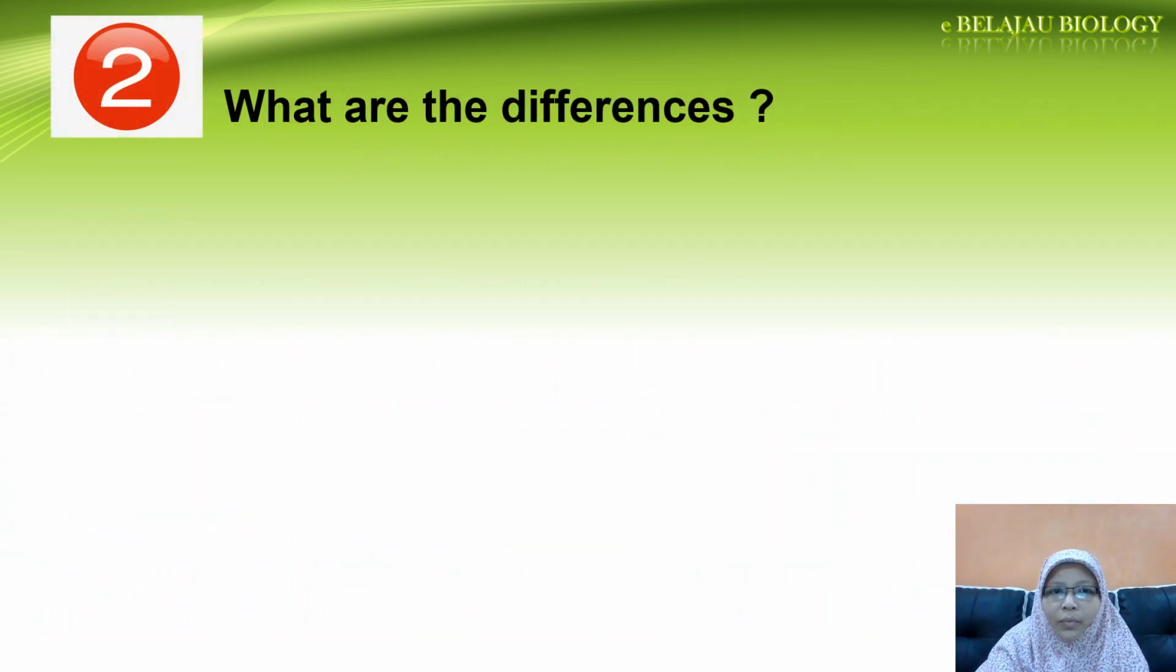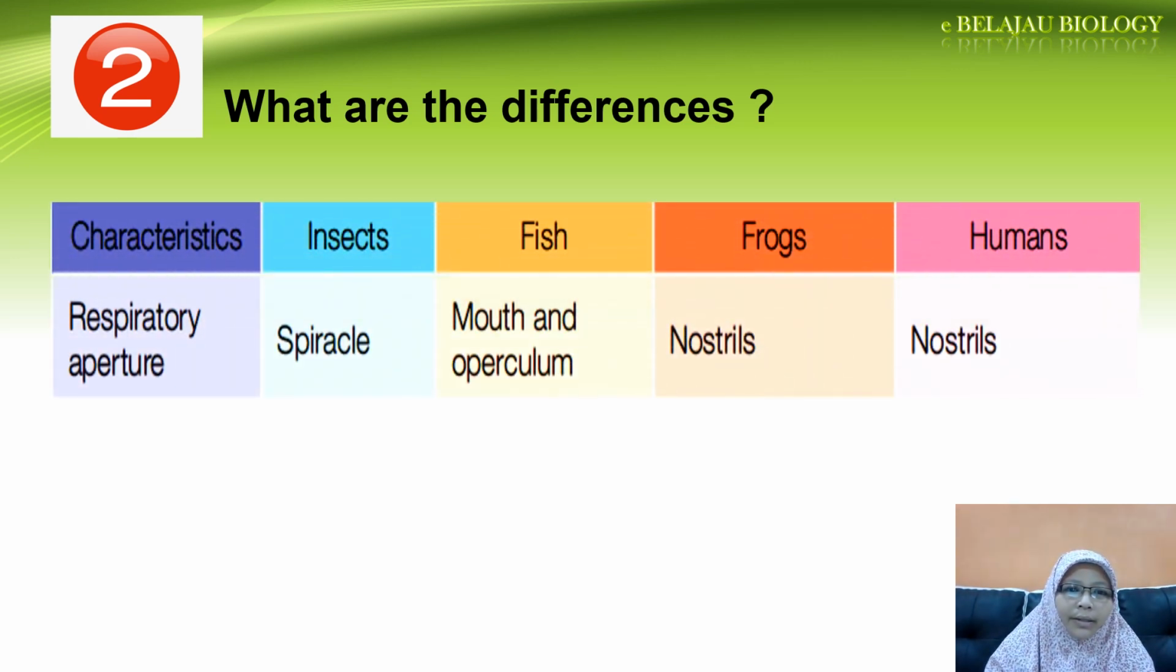What is the second one? The second one is, what are the differences between the breathing mechanism in humans and in the animals? In insects, the respiratory aperture is spiracle, while in fish, the respiratory aperture is the mouth and also the operculum. For both frogs and humans, the respiratory aperture is the nostrils.